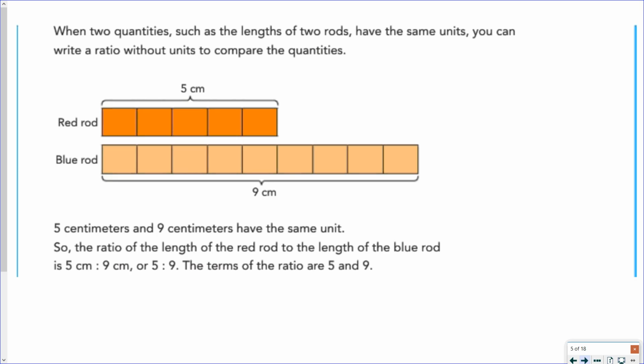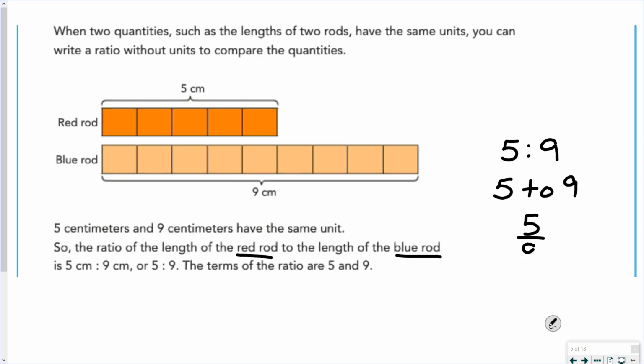When we're measuring, when we're writing a ratio for 2 quantities that we've measured, you can write the ratio and you do not have to label. So if we were comparing the red rod to the blue rod, and the red rod is 5, so that would be listed first, and the blue rod is 9, so that would be second. And you do not have to label. If you do label, that's okay, but you don't have to.